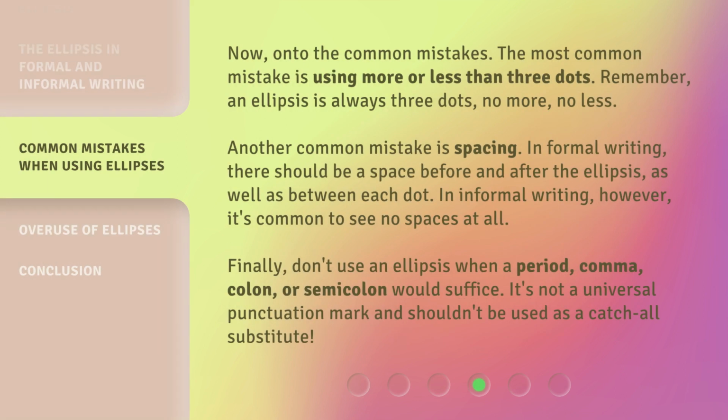Now, onto the common mistakes. The most common mistake is using more or less than 3 dots. Remember, an ellipsis is always 3 dots, no more, no less. Another common mistake is spacing. In formal writing, there should be a space before and after the ellipsis, as well as between each dot. In informal writing, however, it's common to see no spaces at all.